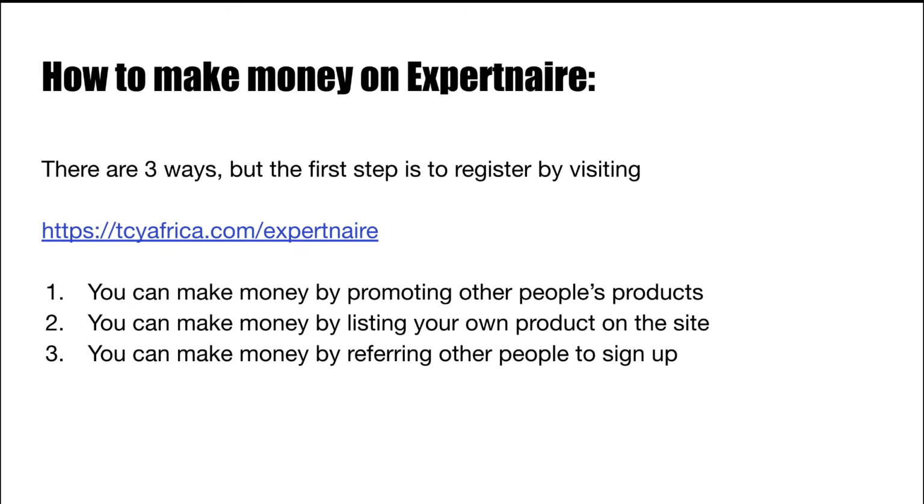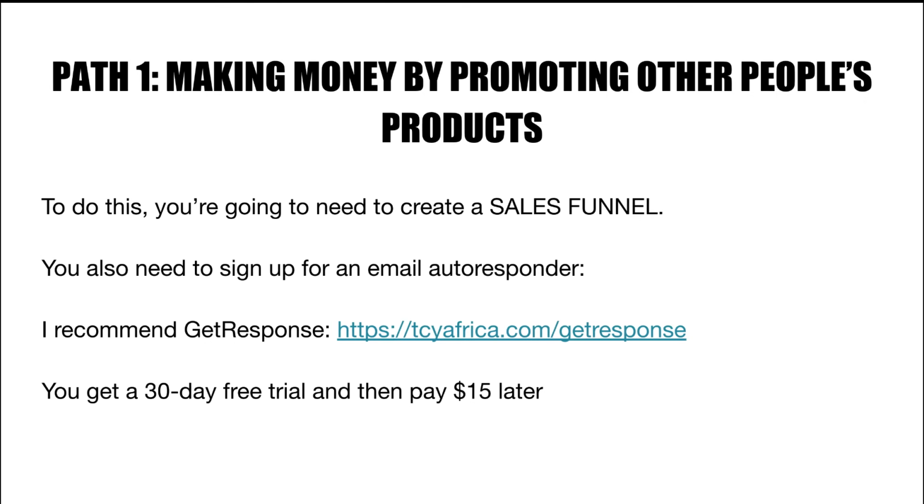So the 3 ways to make money on Expertnaire: the first one is making money by promoting other people's products. The second one is making money by listing your own product on the site. And then the third way you can make money is by referring other people to sign up. I'm also going to explain what all these 3 ways are and how you can actually take advantage of them if you want to. So the first part is making money by promoting other people's products.